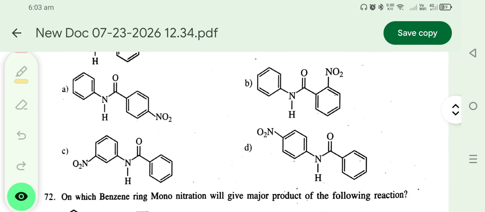So, amine, para position, nitro, yes. Amine, no nitro. Amine, meta nitro, no. With respect to amine, NO2 is substituted at para. D is the correct one.